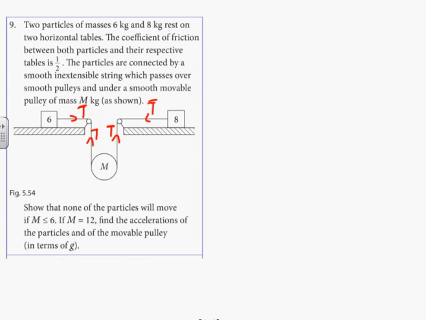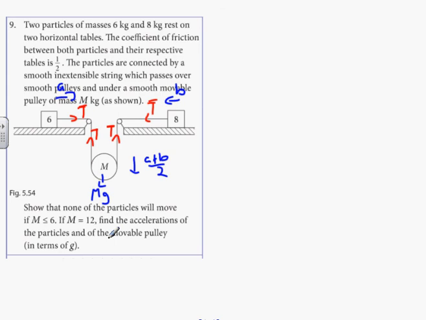So we're going to call the one on the right acceleration A, the one on the left acceleration B. The pulley has acceleration (A plus B) over 2, falling downwards, with mass M g. Show that none of the particles will move if M is smaller than 6, and if M equals 12, find the acceleration. We're just going to figure out the full system in terms of capital M, and then we can figure out what's actually going on.